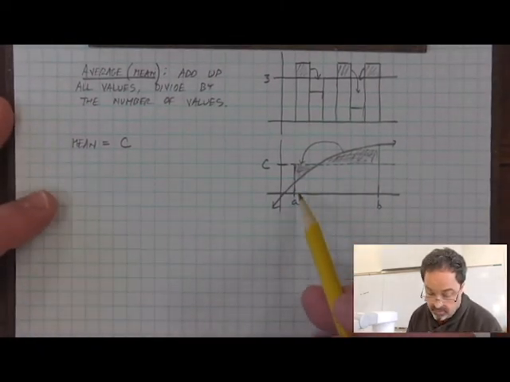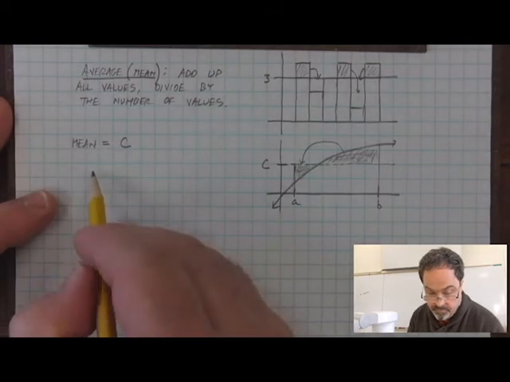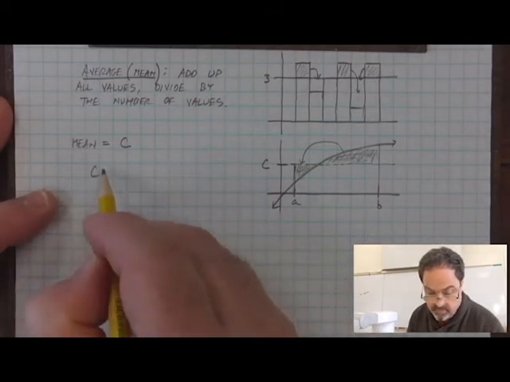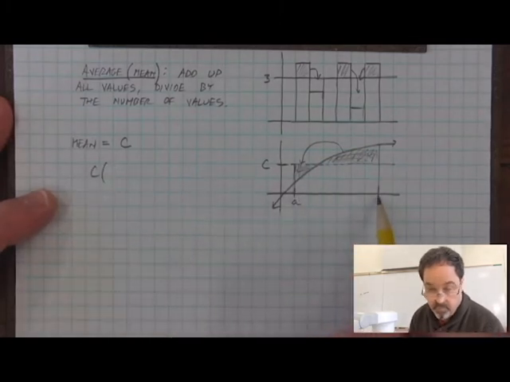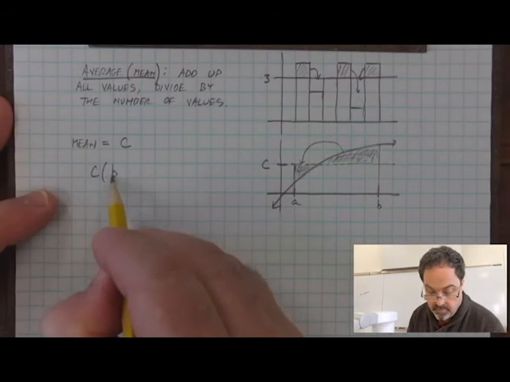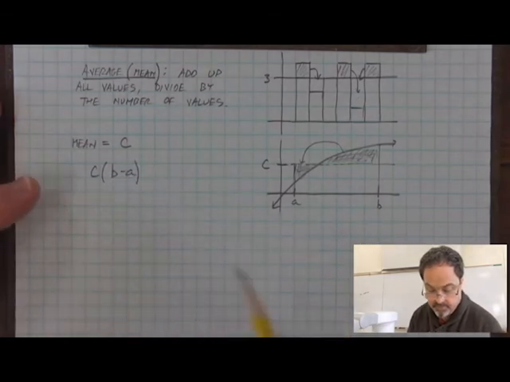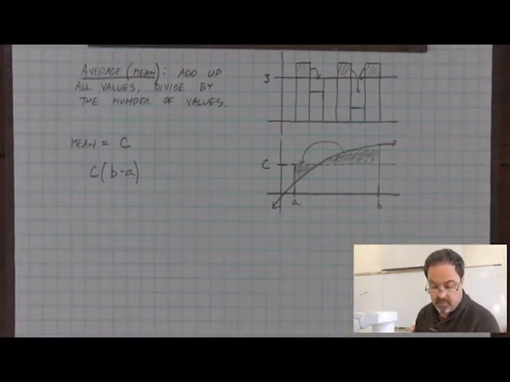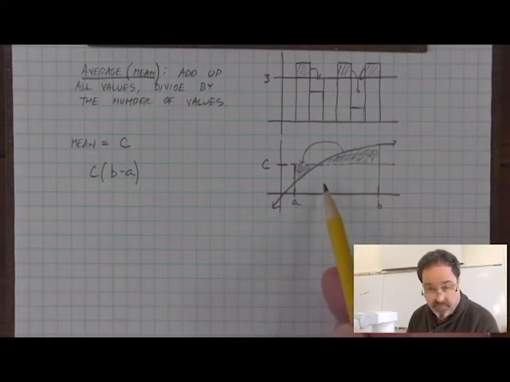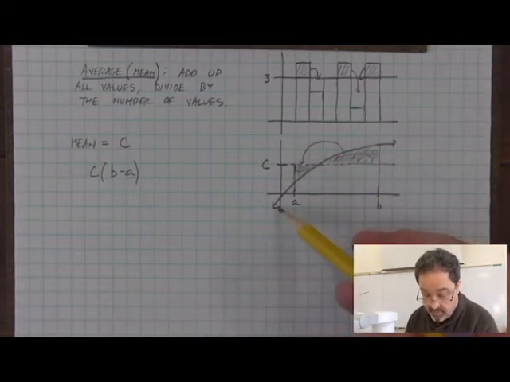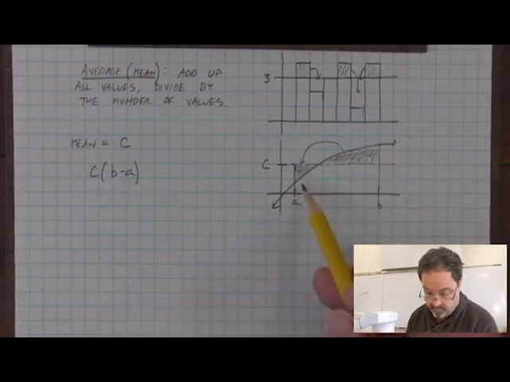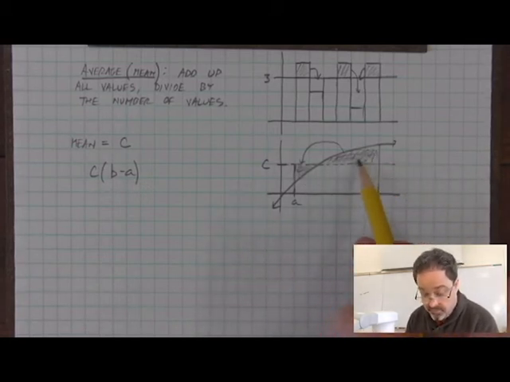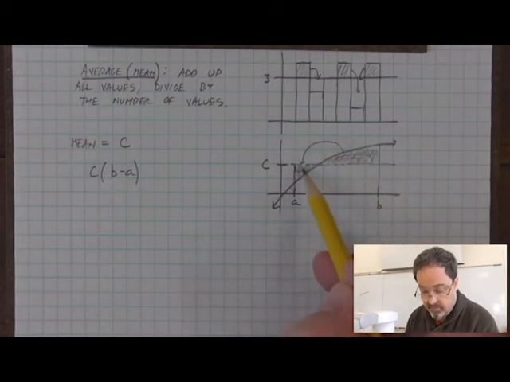And the area of this rectangle, labeled this way, is C times the width of the interval, or the base of this rectangle, B minus A. This rectangle will have the same area as the area under the curve from A to B, because it was the area under the curve that we modified by taking the high point and filling in the low point.